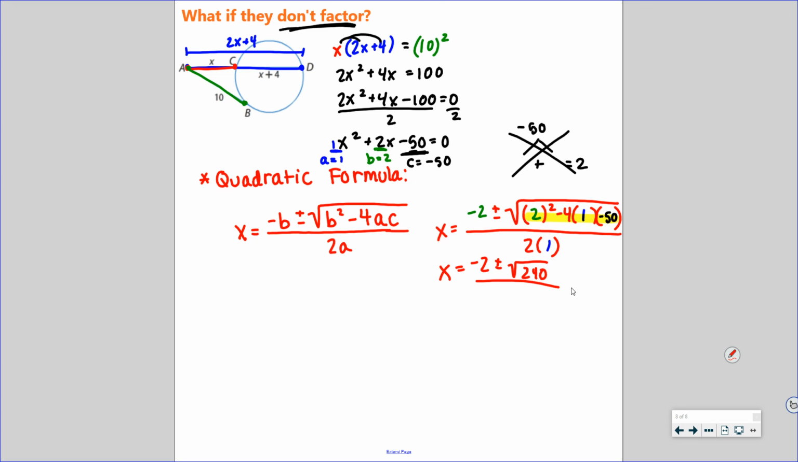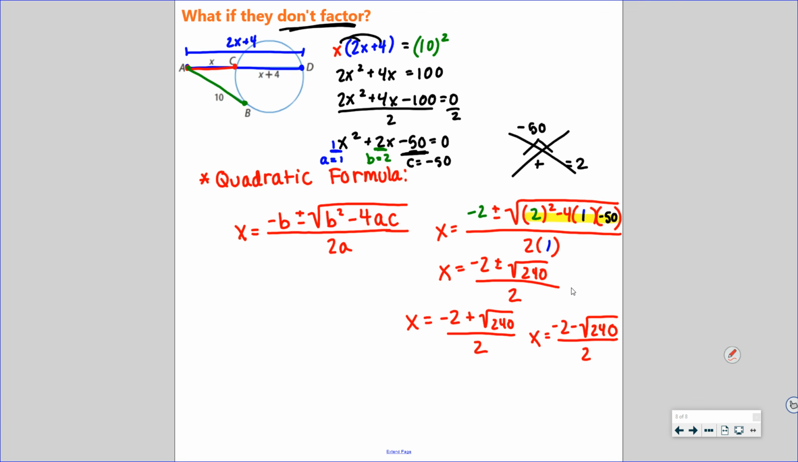What's 2 times 1? 2. 1, yes. All right, so here's where we get our numbers. Pay attention. I know we're running a long time. Pay attention. This is important. In my calculator, I would have to do negative 2 plus the square root of 240, divide that by 2. And I'd have to do a separate one, negative 2 minus the square root of 240, and divide that by 2.